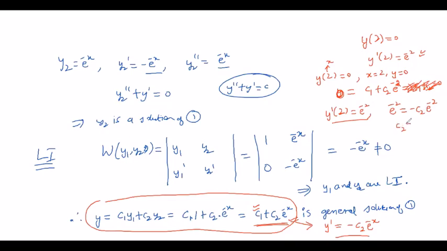So this gives me c2 is equal to minus 1, and you get the value of c2. So from the first condition, you put c2 is minus 1. You get c1 minus e raised to power minus 2 is 0. So c1 is e raised to power minus 2.